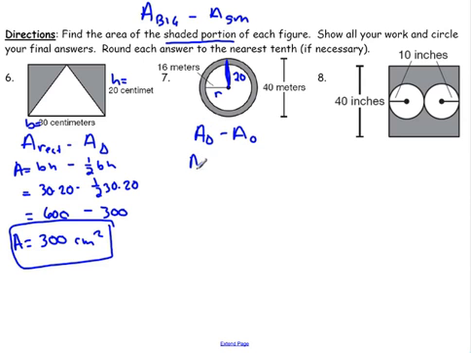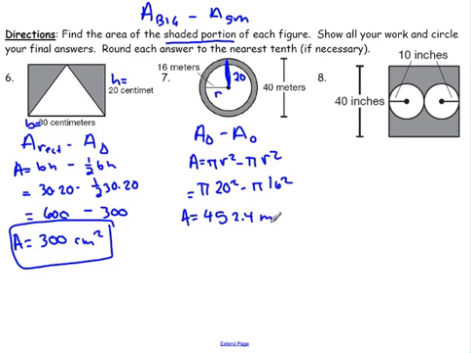Again, area equals pi r squared minus pi r squared. And this is where you really have to keep track that you're doing the big one minus the small one. So this would be pi times 20 squared minus pi times 16 squared. When you put this in your calculator, it should be a little bit over 400, 452.4 square meters. That is a big donut.